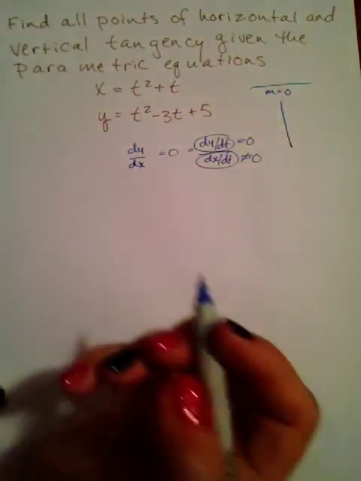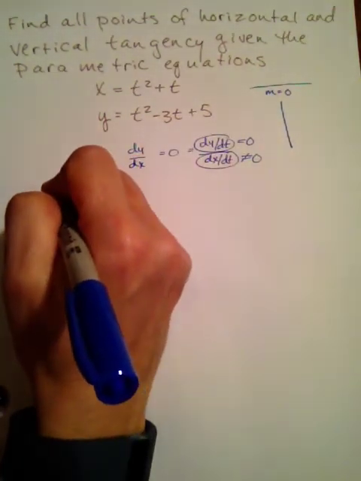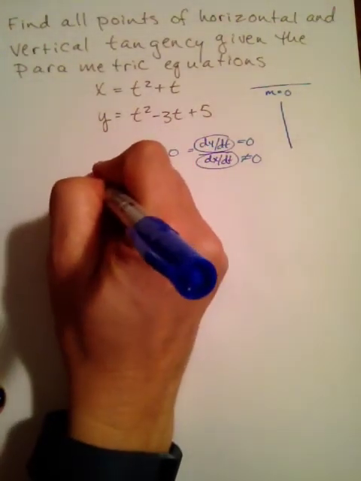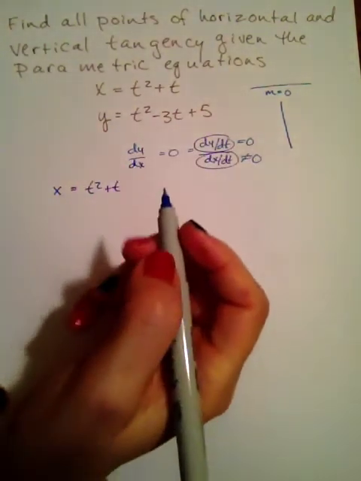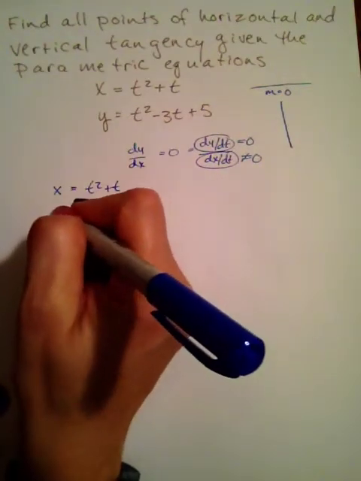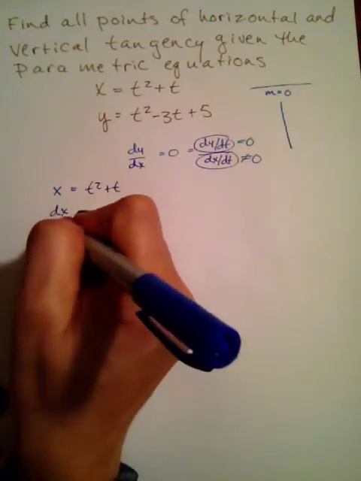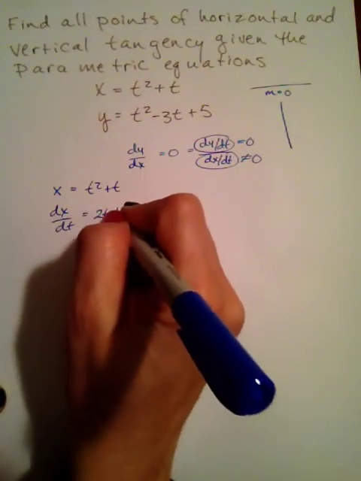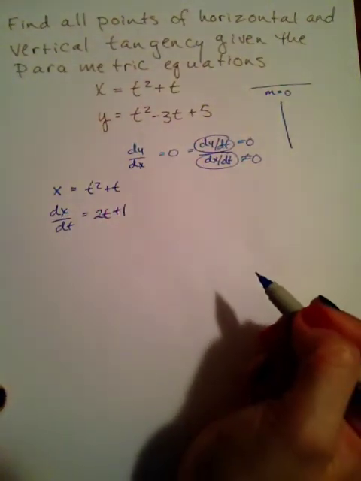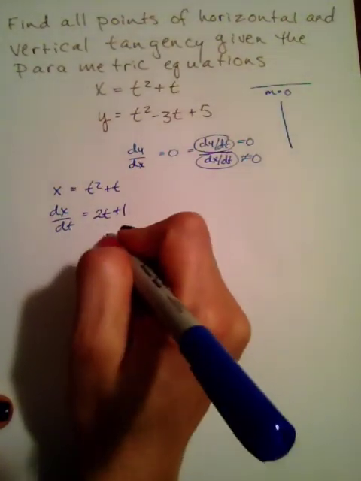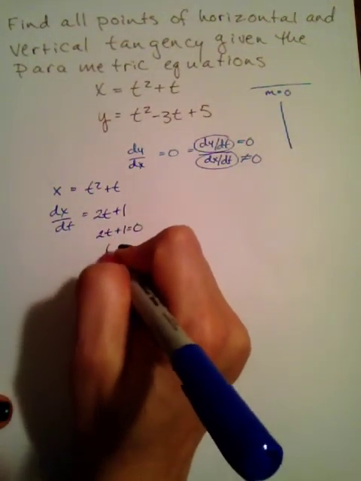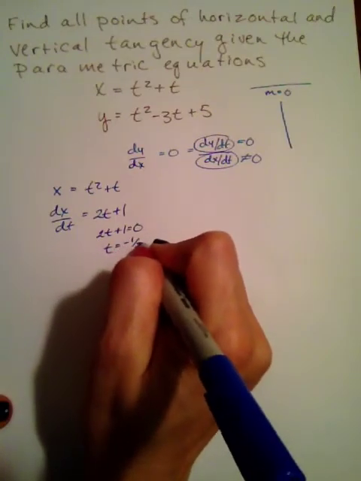So if you start with x equals t squared plus t, then the derivative of x with respect to t, dx dt, equals 2t plus 1. And what I'm going to do next is actually set that equal to 0. So 2t plus 1 equals 0. So t equals negative 1/2.